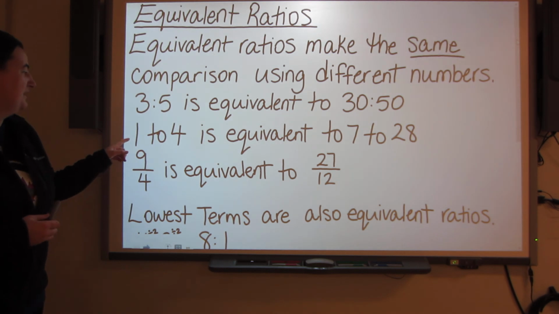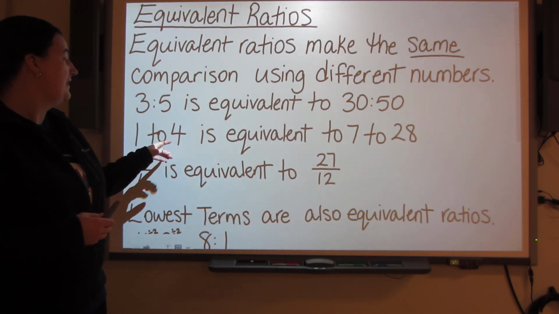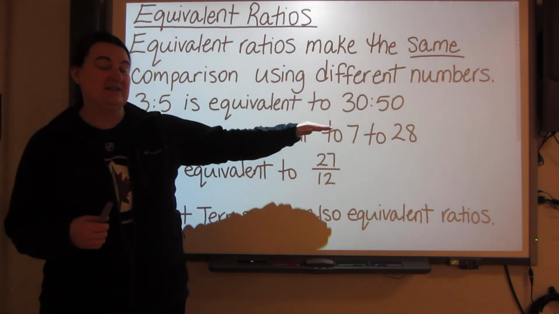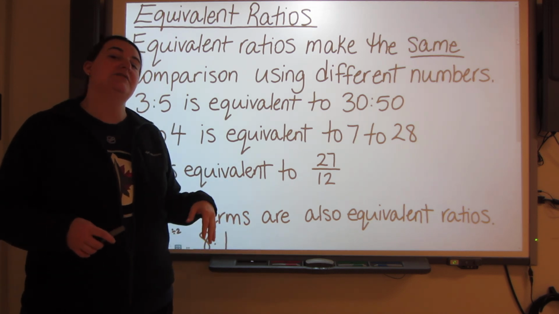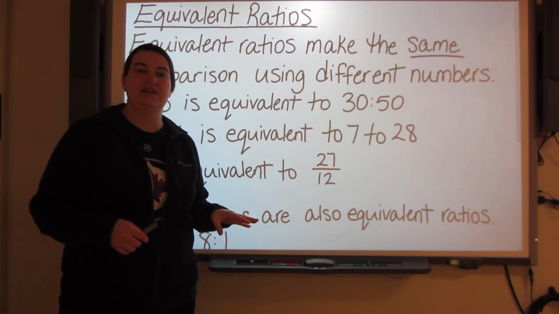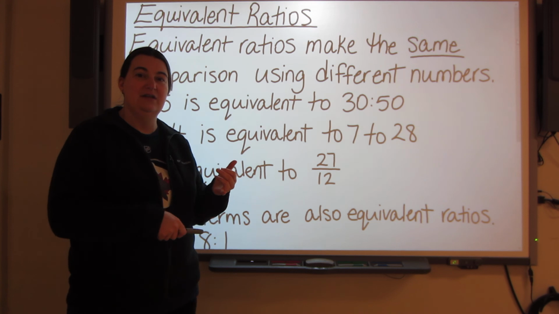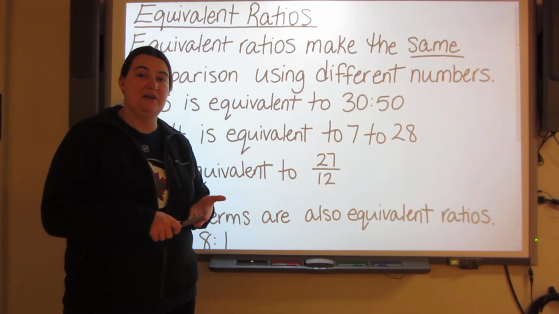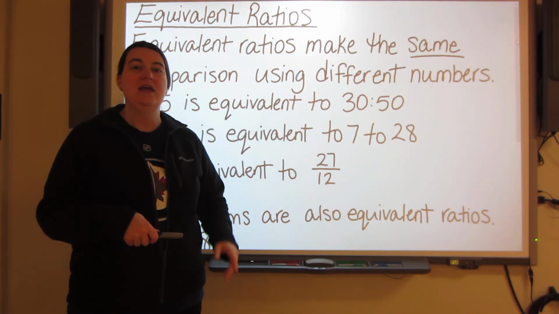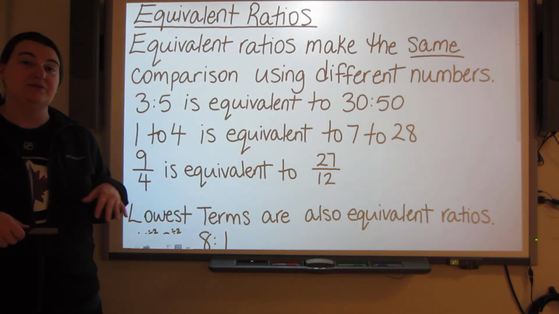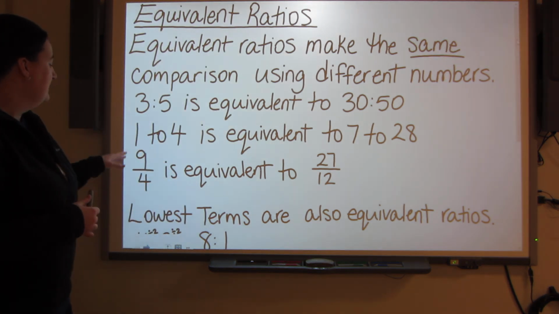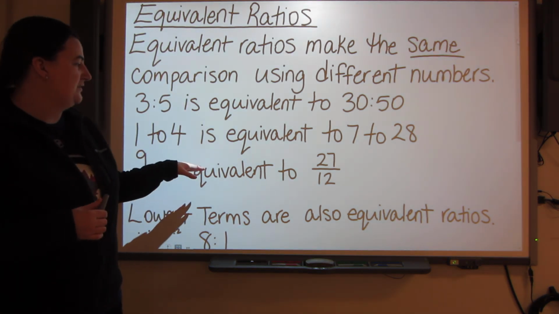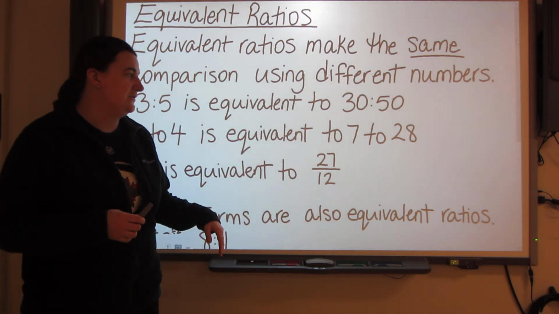And then you've got 1 to 4. This one's written as words, and in your work today you're going to have to write the ratios the three ways we learned yesterday: as a ratio with the 2 dots, in words with the word "to", and as a fraction as well. You will have to do that. 9 over 4 is equivalent to 27 over 12.